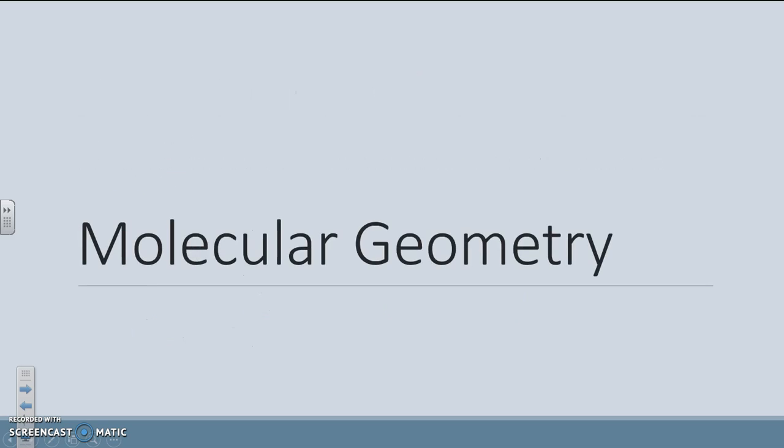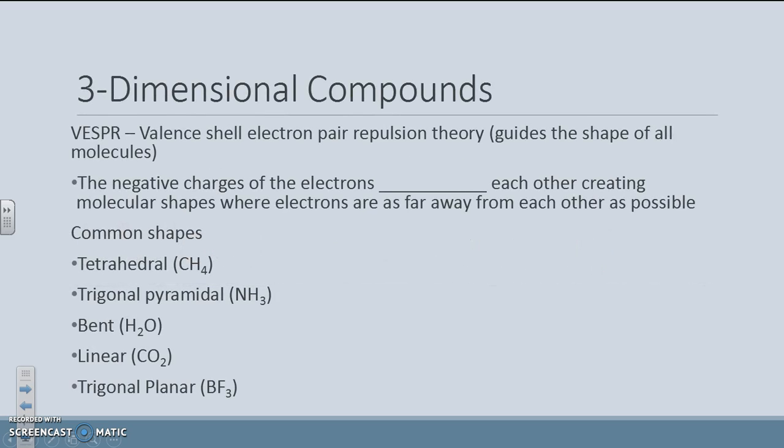Okay, molecular geometry. So molecular geometry just shows the 3-dimensional structure of a compound. Now we have this thing called the VSEPR theory. It's the valence shell electron pair repulsion theory, and it guides the shapes of all the molecules that we have. What does this say? Well, it just says that these negative charges of the electrons repel each other. They don't like to be near each other. And they repel each other away, creating molecular shapes where the electrons are going to be as far away from each other as possible. And that's how we get the geometry for these shapes.